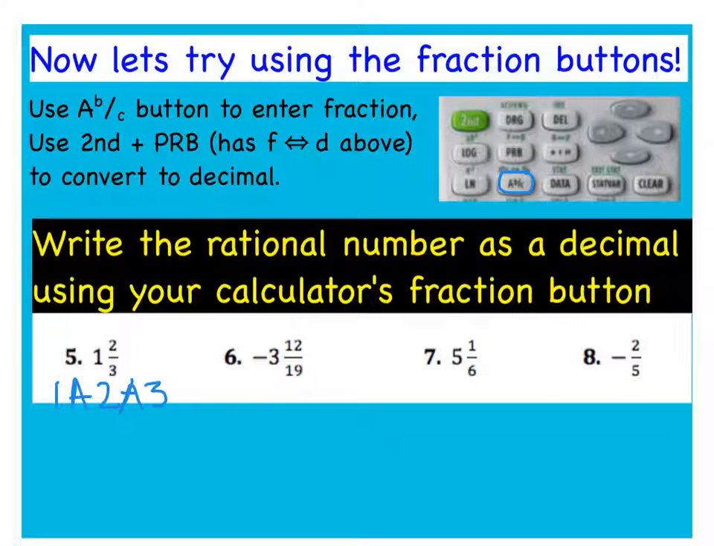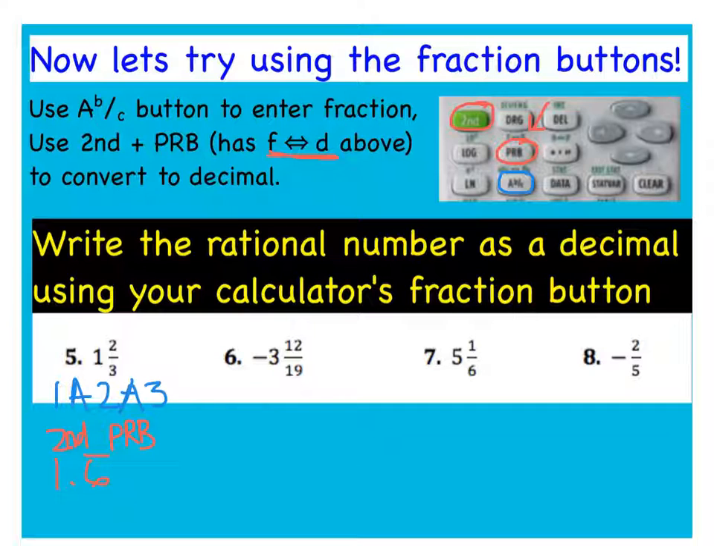Then you're going to press the second button and then the PRB, or probability button. And the reason is because above it we see that there is a bidirectional arrow, so pointing in both directions between fractions and decimals. So using that secondary function, it will take a fraction and convert it into a decimal. So we press the second button and then the PRB button, and it will give us our final answer of 1.6 repeated.